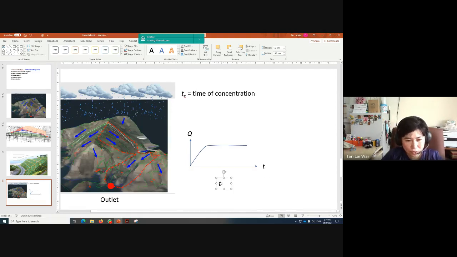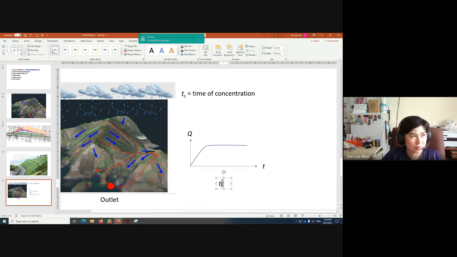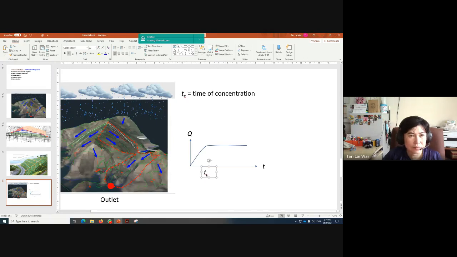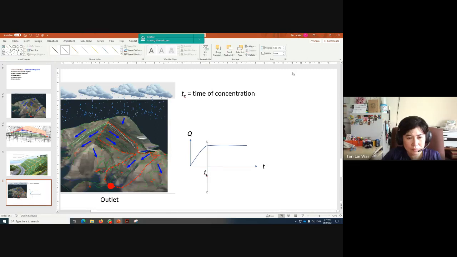Let's try to understand what TC is about. On my x-axis I have the time, and on my y-axis I have the discharge Q. This graph is the hydrograph that I plot at the outlet here.